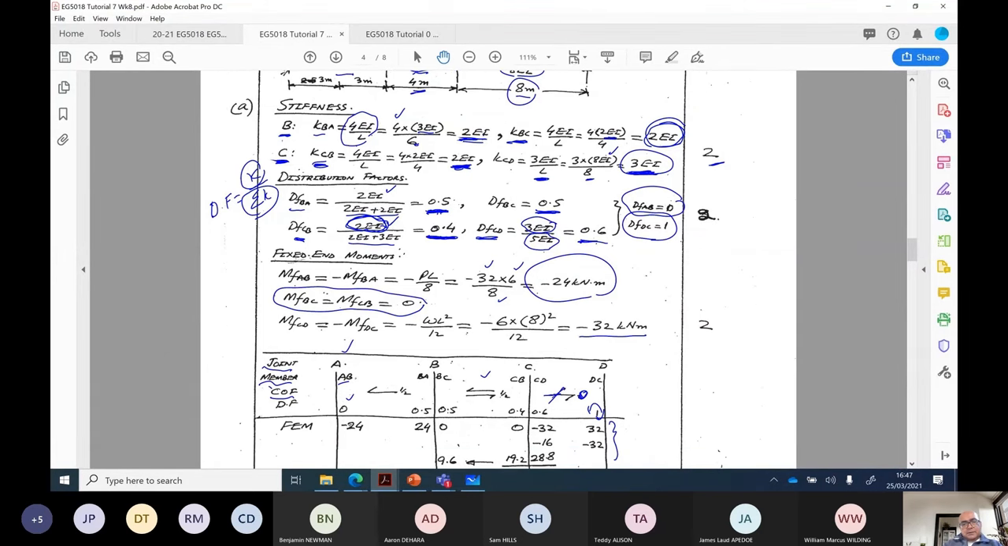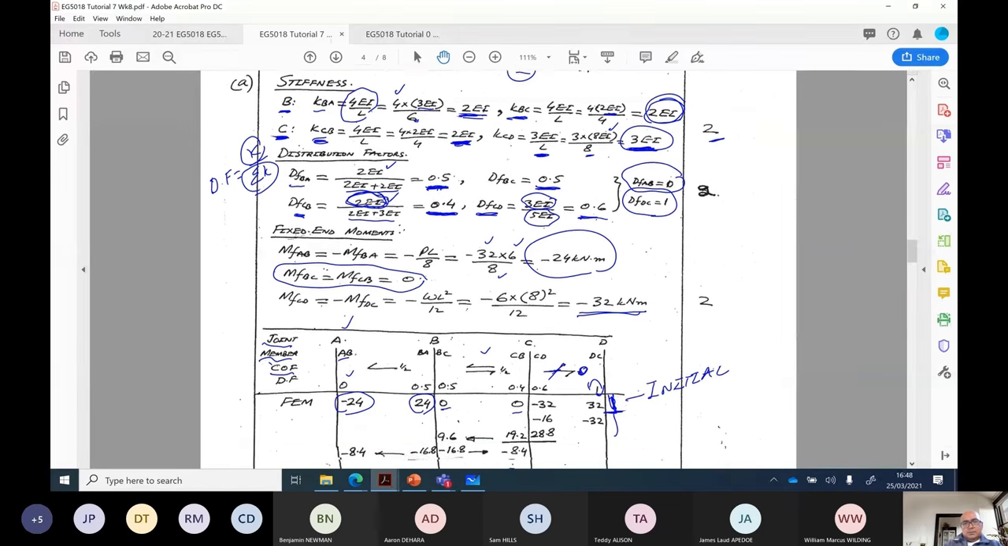So we will write those fixed end moments. For AB, it's always negative. For BA, it is positive. The right side is positive, left side is negative. And that is creating the hogging moment. For BC and CB, no loading is there, so that's why it's zero. For CD and DC, you saw that minus 32 on the left and plus 32 on the right. Now this top portion is the initial solution. And then the remaining is the complementary solution.